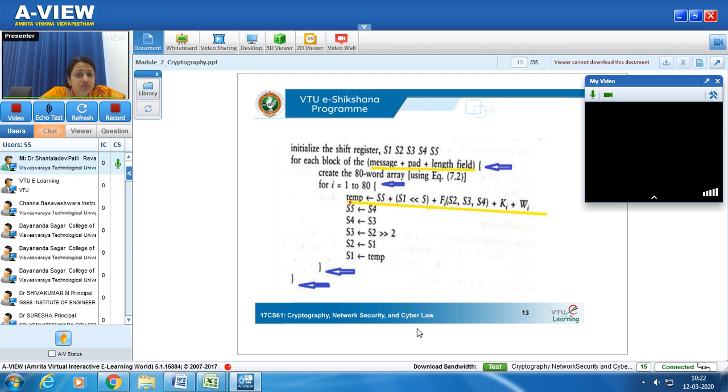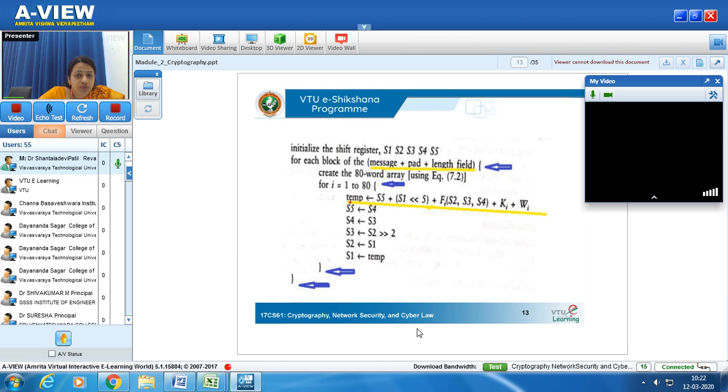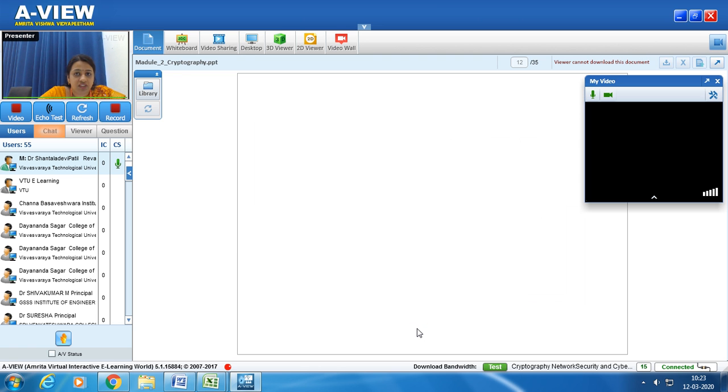And then, this is the position where I will store the output. So S4 will be stored in S5. What does that mean? D is stored in E. And S3 is stored in S4, and so on, as we have discussed. I think this is evident from this particular diagram.